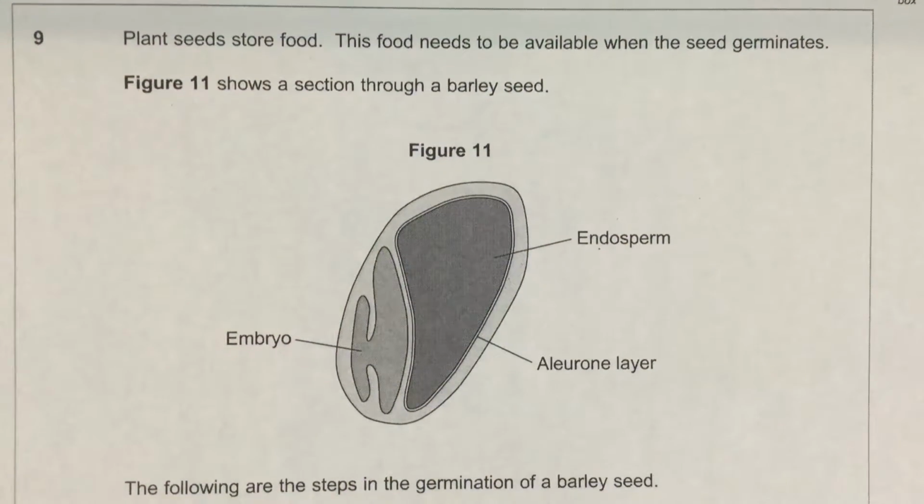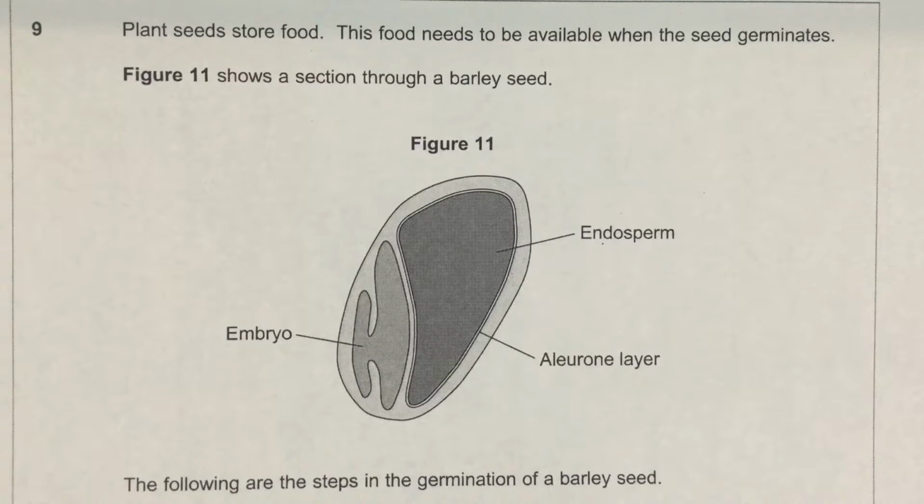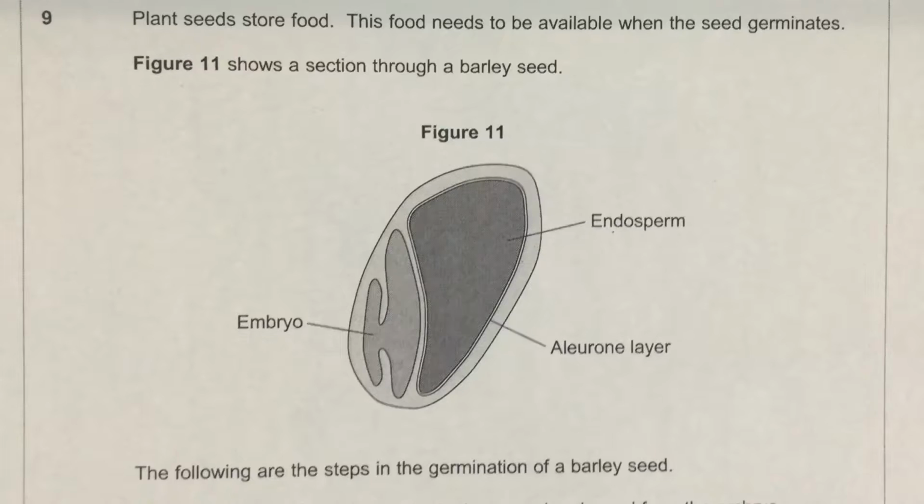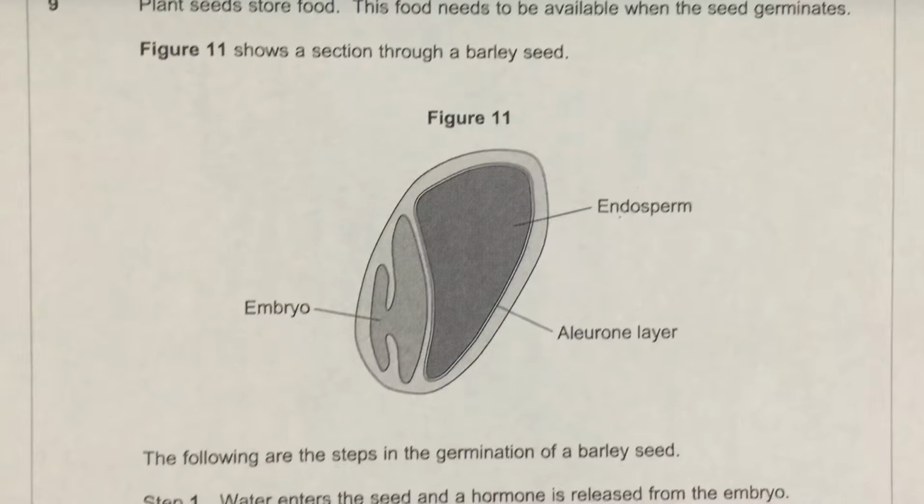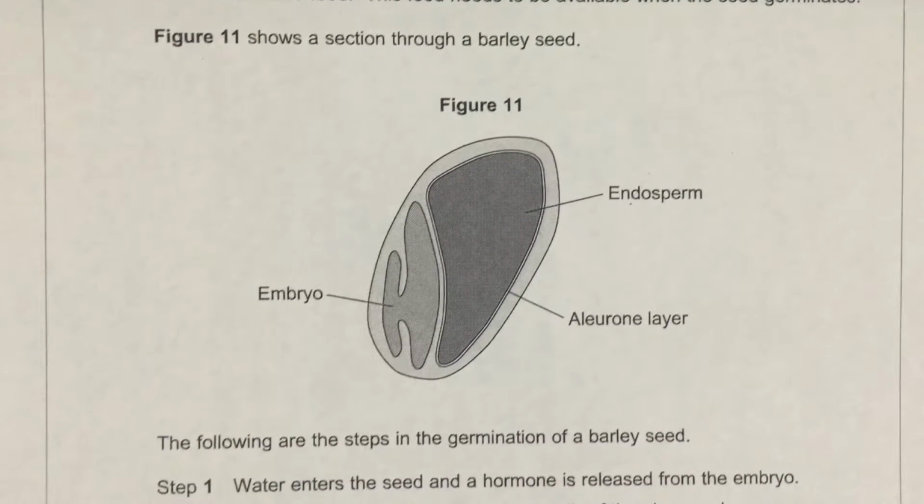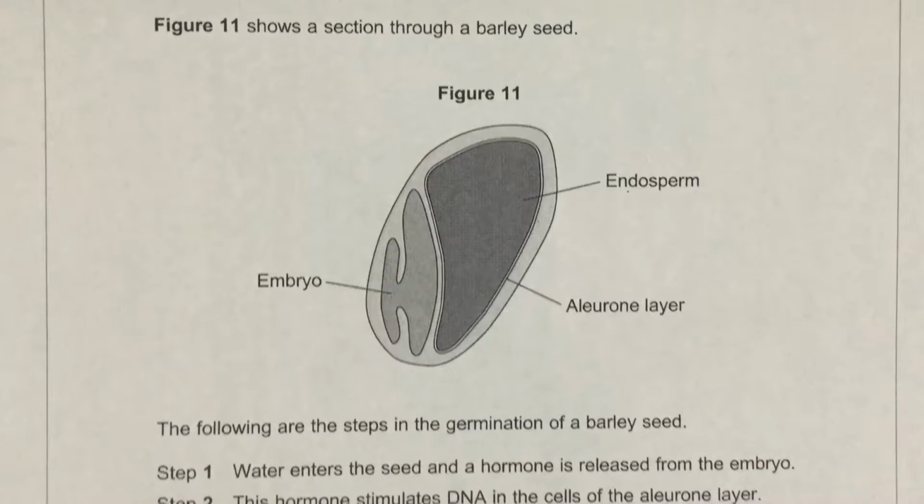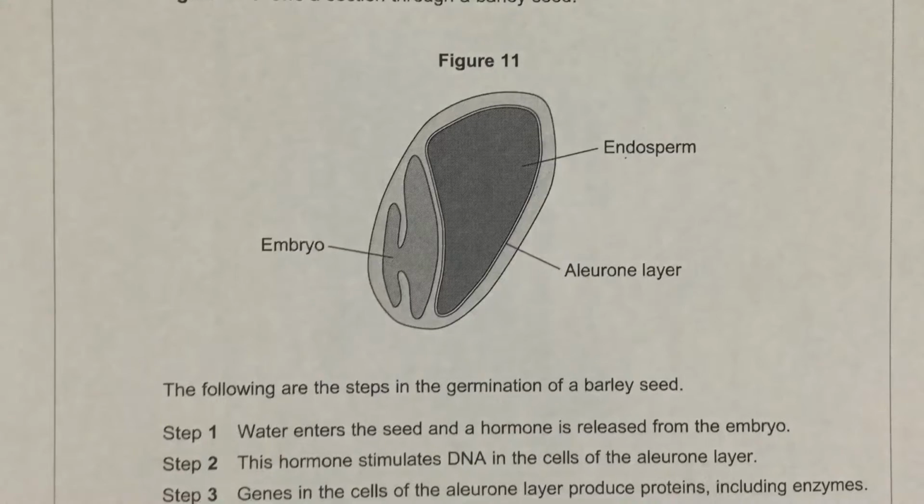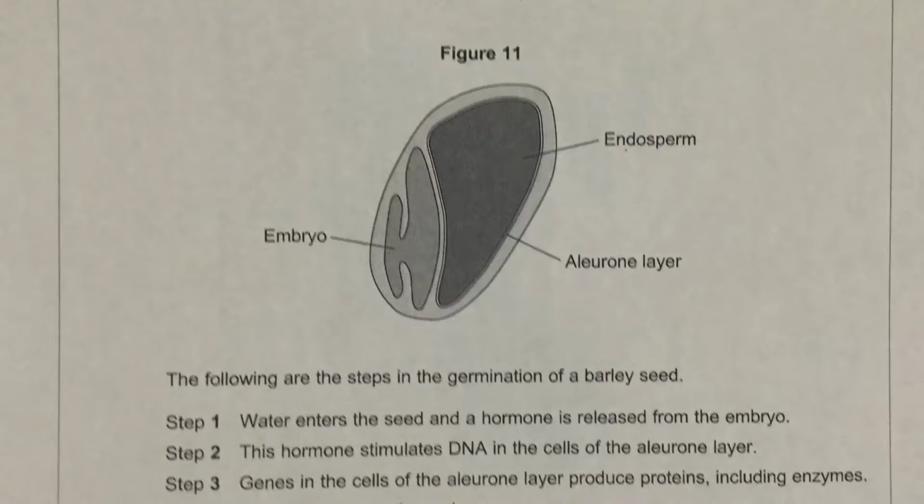This question is a GCSE question and it relates to the new specification for first exam in 2018. Reading through the question, it says, plant seeds store food. This food needs to be available for when the seed germinates. Figure 11 shows a section through a barley seed.